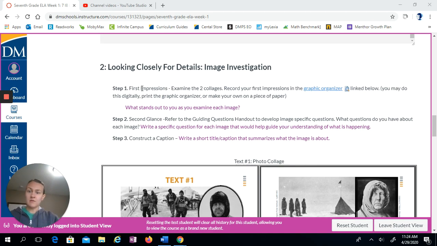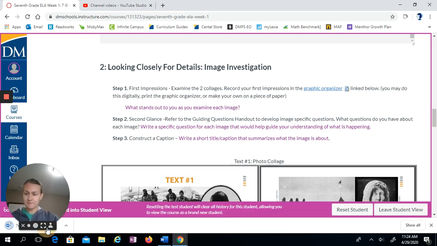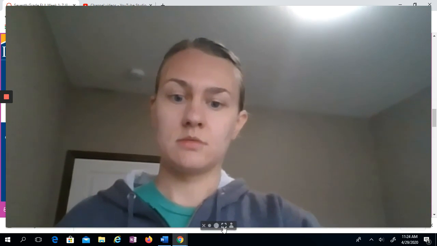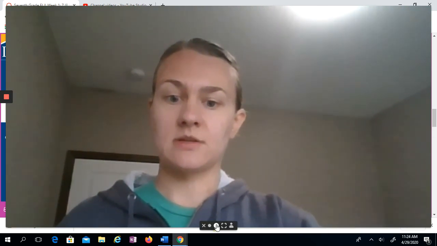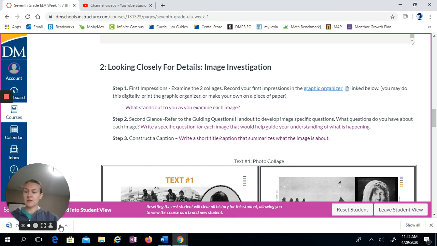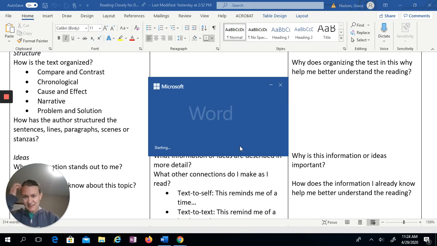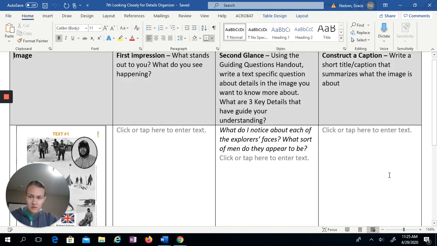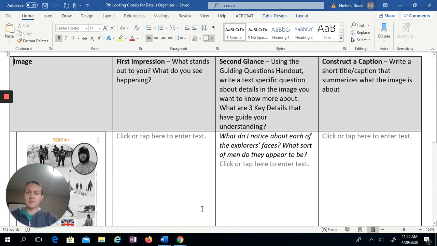So step one. We're looking closely for details to investigate the image. Now remember, if you see blue, you can click on it. That is going to bring up, ooh, didn't mean to do that. Let's go back, back to the corner. There we go. Oh, smaller. All right, we're going to click on this, and that will bring up where you can type in your thoughts for this picture, okay?